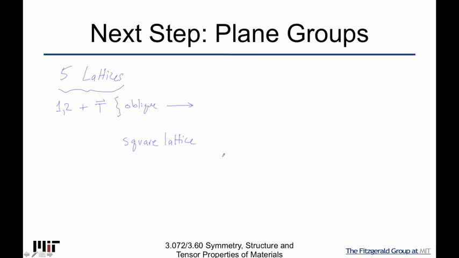So I should be able to think about it as a group, but I can add more things in there. For example, what about mirror planes? I could add a fourfold axis in there, but what about adding a mirror plane? So I can add more and more elements to these things, and what am I going to get? I'm going to get plane groups.